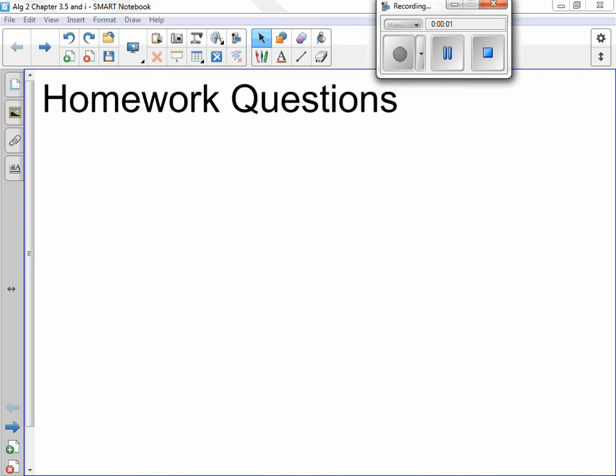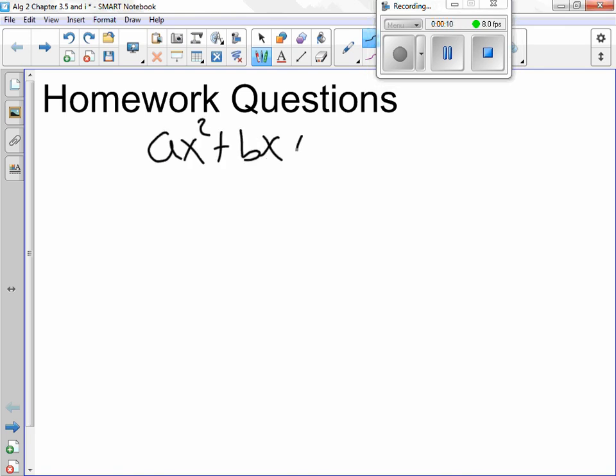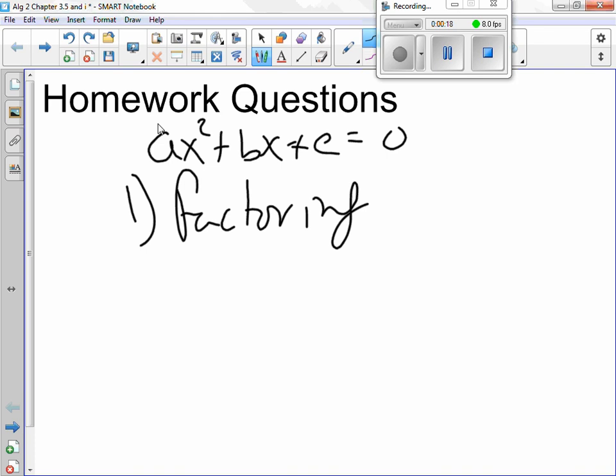So far we've gone over 3 different ways to solve quadratic equations, our ax squared plus bx plus c equals 0. One of them was factoring. That's the first way we learned how to solve quadratics.